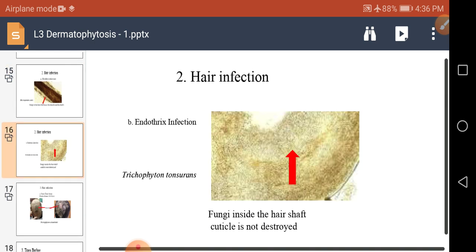The second type of hair infection is the endothrix. The commonest fungus is Trichophyton tonsurans. Here the fungi are found inside the hair shaft. The cuticle is not destroyed. Here the arrow is pointing to the fungi.